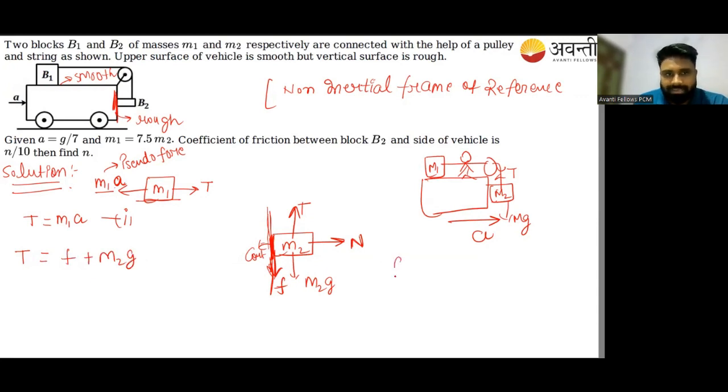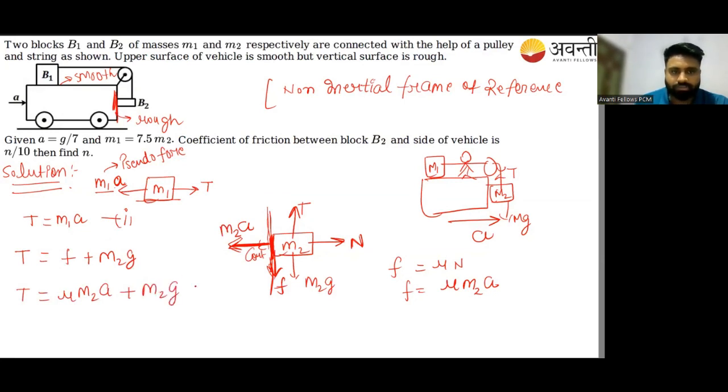Now this F, the friction force, is equal to mu times N. What is the value of N? In this block also there is a pseudo force acting in this direction, opposite to the direction of motion, which is equal to M2 times the acceleration of the system. So this N is nothing but M2A. So T here is mu times M2A plus M2g. This is equation number 2.